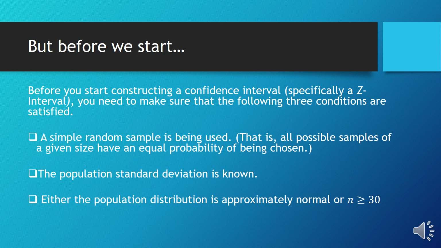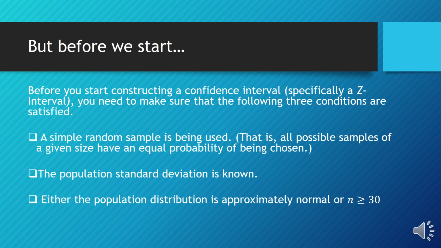But before we start, there are a few things that you need to check before you start constructing your confidence interval. And these three conditions are specifically for a z interval. So again, a z interval is used when you know the population standard deviation.